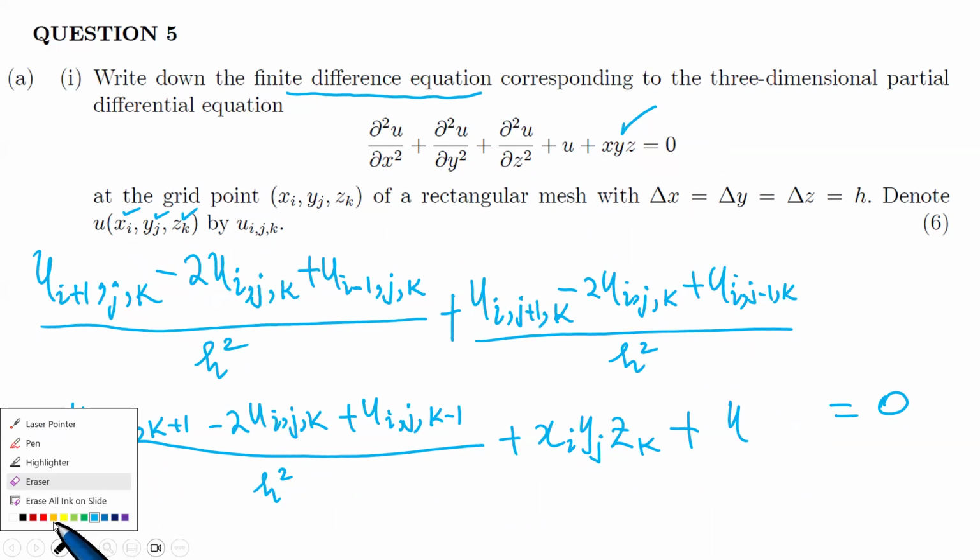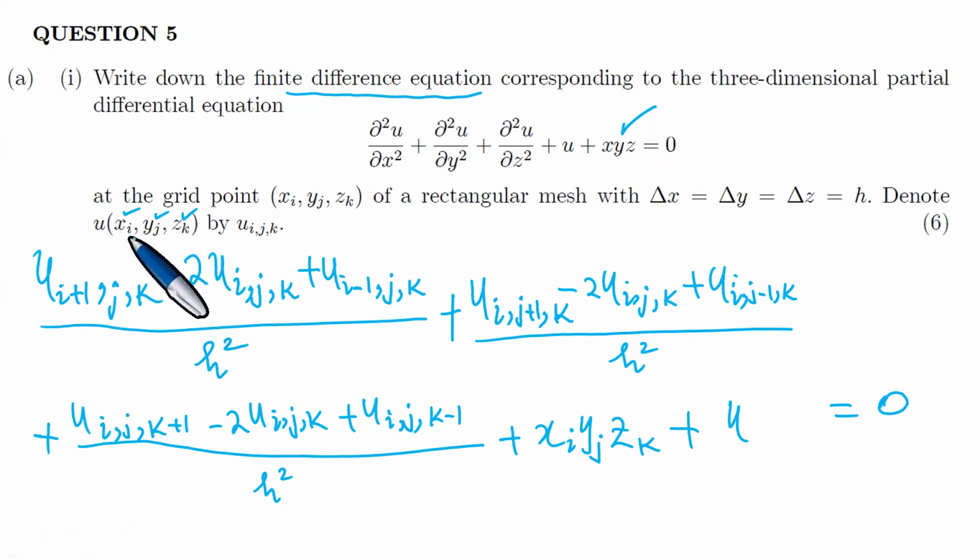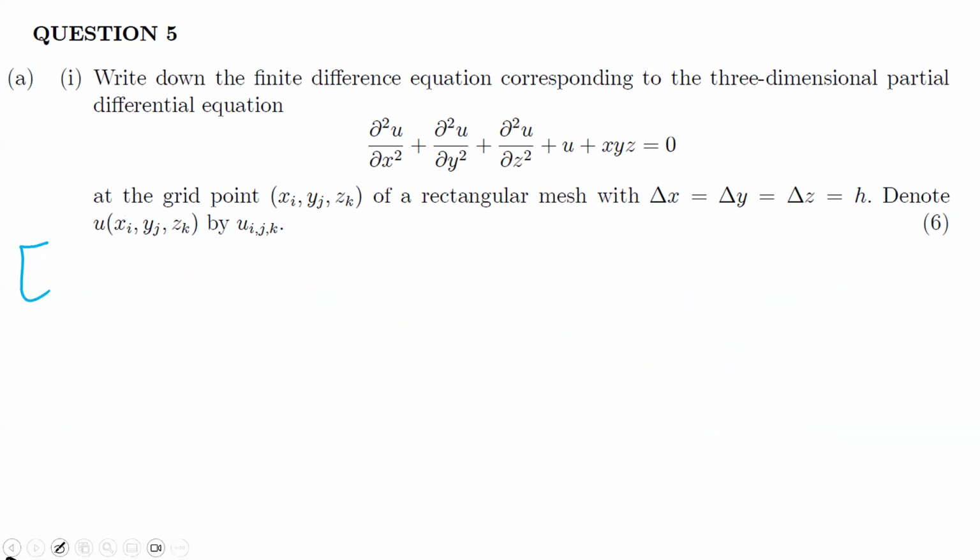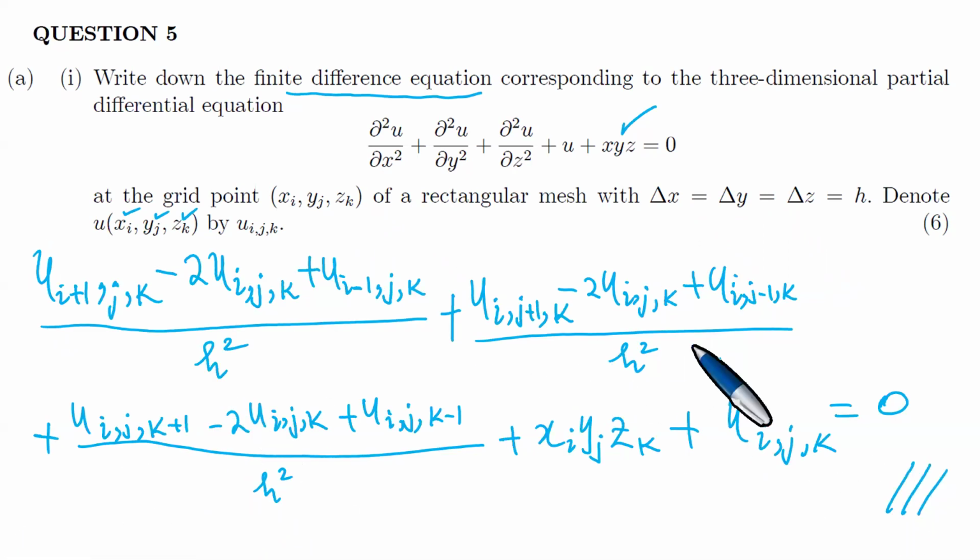In view of this notation, if you have u at x i, y j, z k, you write it as u i j k. So we adopt the notation given in the question, where we look at the grid point, which is the central point xi, yj, zk of a rectangular mesh with delta x equals delta y equals delta z equals h. Okay, so we move on. But there's a little note that we need to include here. This is the answer to the question. We're done with the answer, but we can write a little note.